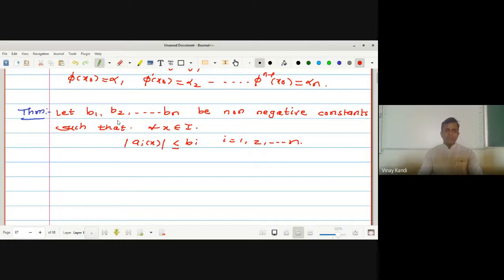So let b1, b2, bn be the non-negative constants such that for all x belongs to I, mod of ai of x is less than or equal to bi for i running from 1 to n. Okay, and define k is equal to 1 plus b1 plus b2 plus up to so on bn.